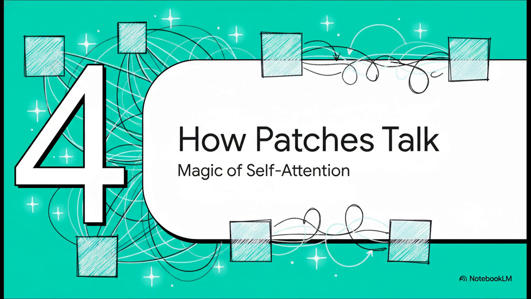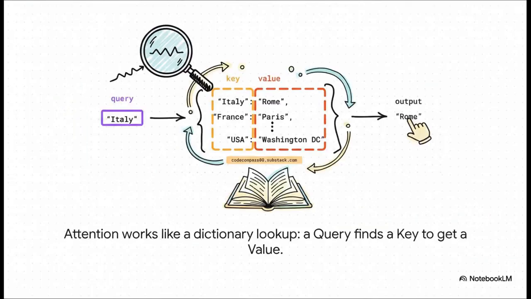Now we're ready for the really cool part, the secret sauce that lets all these patches talk to each other. This communication all happens through something called self-attention. Now, the best way to get your head around this is to think of it like a super-powered database lookup. You have a query, that's what you're searching for. You compare that query to all the available keys. And when you find the right key, you grab the value that goes with it.